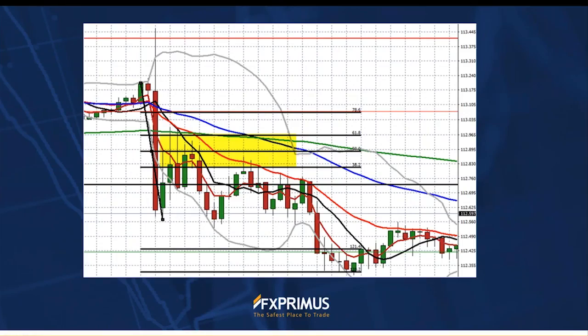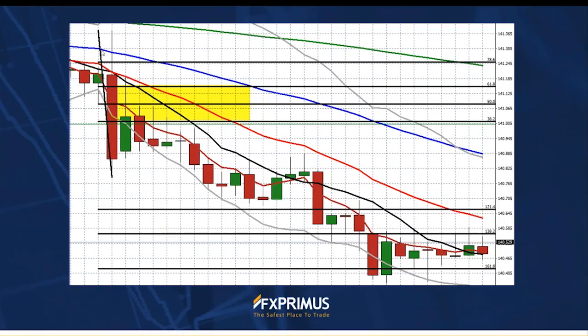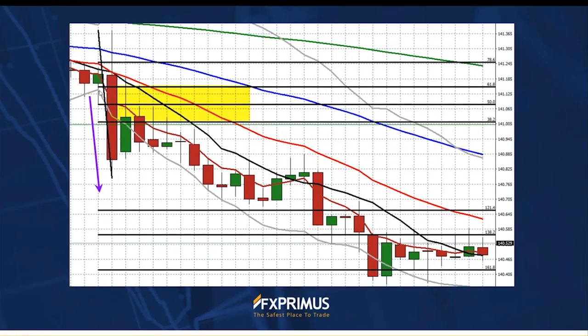So here again on pound yen, that was dollar yen. There's pound yen here. Same principle, same trade plan, same rules. Market spikes down. We get a pullback again into this yellow area, the 382 to 618 Fibonacci zone. And we get an extension all the way down.